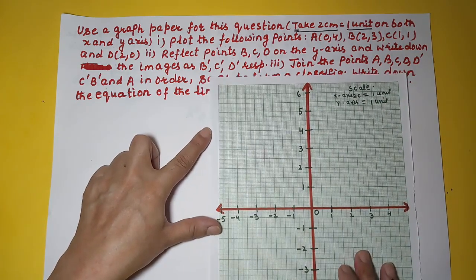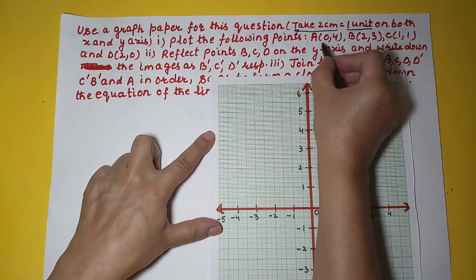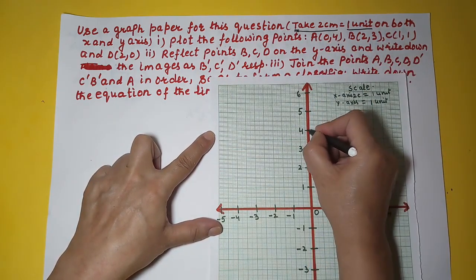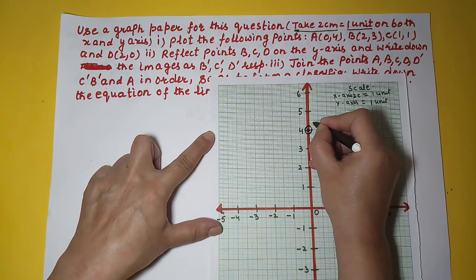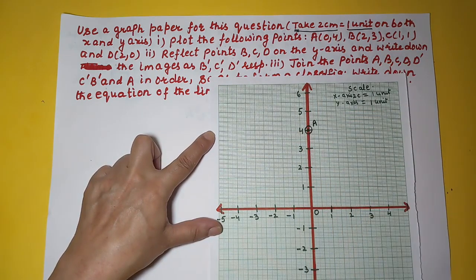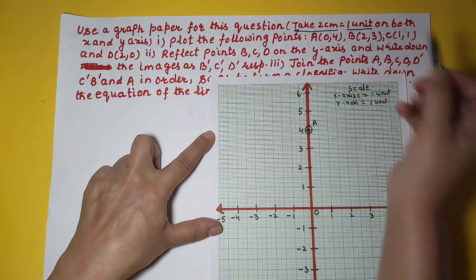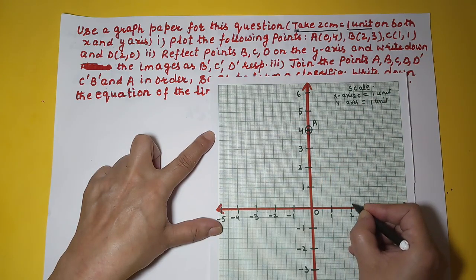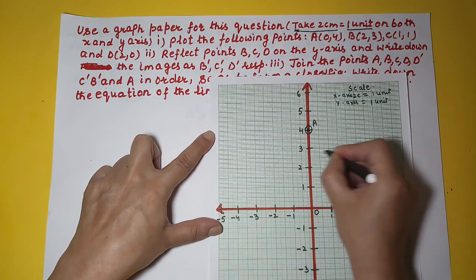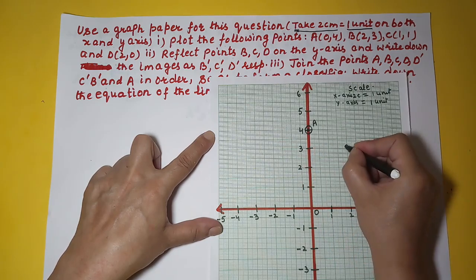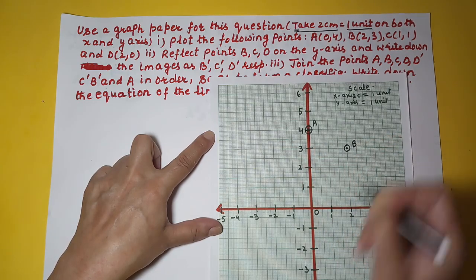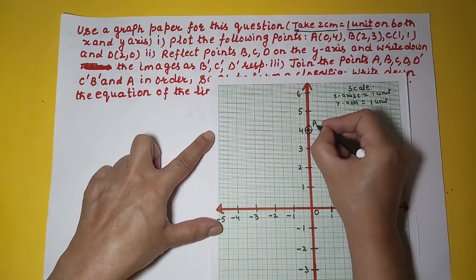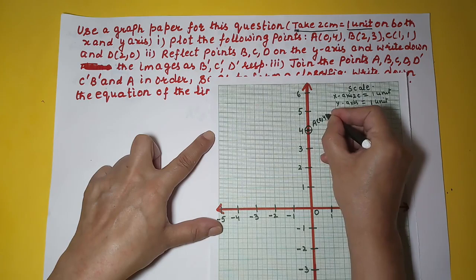Now he wants us to plot the point A, which is 0 and 4. X is 0 and y is 4, so my A will be here. So this is my point A, 0 and 4, fine. Then B, 2 and 3. X is 2 and Y is 3. So this will be here. This is 3 and this is 2. So this will be my point B. Fine. This is 2 and 3. This is A, 0 and 4.